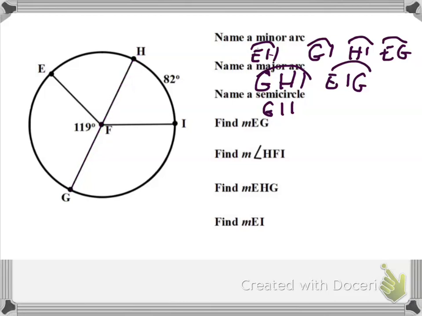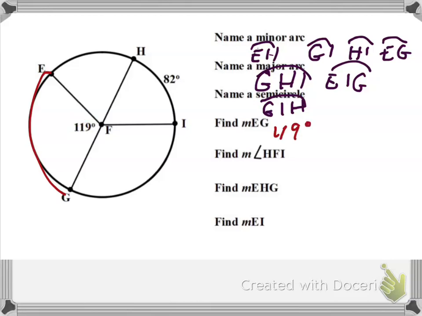Now, the first and last letters, those are fine, kind of like a segment. Arc EH, arc HE, either way, it's the same thing. But if you have three letters, then it does matter what order. Okay, so now we want to find the measure of arc EG. So EG is right here. The measure of arc EG is the same as its central angle, so that's easy enough. That is going to be 119 degrees, because that's what the central angle is, right there.